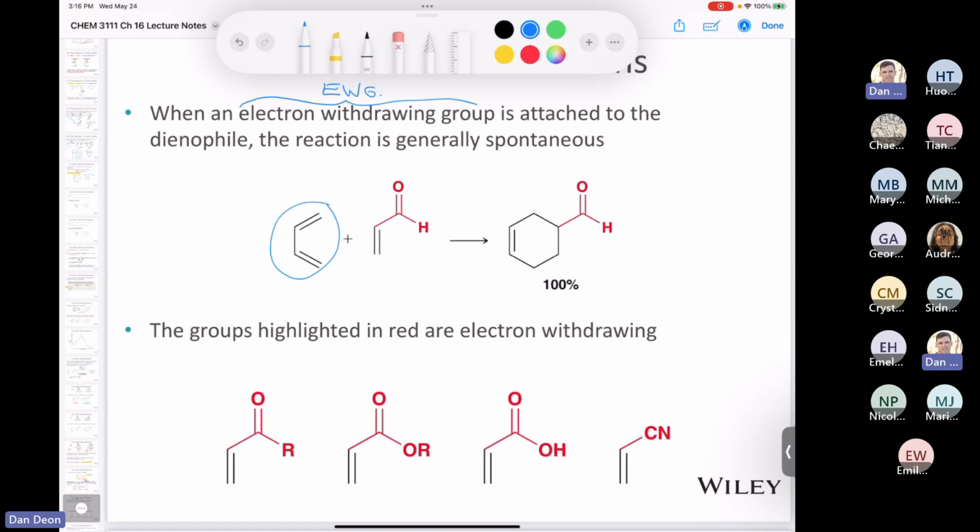We have our diene, and now we have a dienophile. And if you're wondering why this is electron withdrawing, well, the carbonyl here is an electron withdrawing group, right? You have a dipole going in this direction, so that is considered an electron withdrawing group. In fact, anything that's got a carbonyl attached directly to the double bond, be it a ketone, an ester, a carboxylic acid, even a nitrile, right? Because if you draw the Lewis structure of a nitrile, it's got a triple bond, so it's electron withdrawing. Any of these groups highlighted in red are all considered to be EWGs.